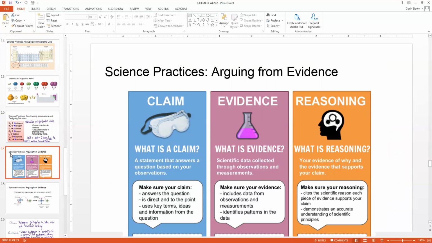And then reasoning. So what is reasoning? Reasoning explains why the evidence supports your claim. We want to make sure that your reasoning cites scientific reasons for each piece of evidence that supports your claim, and that it demonstrates an accurate understanding of those scientific principles.